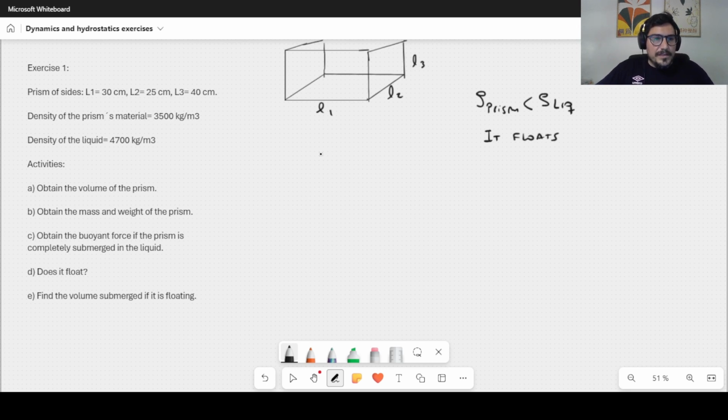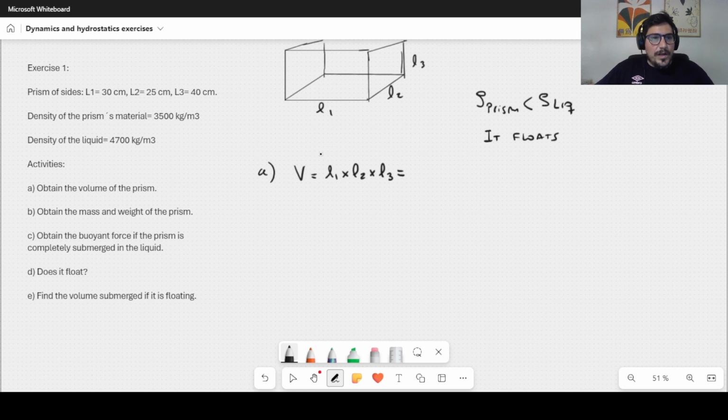Well, first step, obtain the volume of the prism. Remember that the volume depends on the shape of the object. In this case, we have a prism, so the volume is obtained as length 1 times length 2 times length 3. For the goal of this exercise, which one is L1, L2, and L3 doesn't matter. So we can use L1 as 30, 25, or 40.